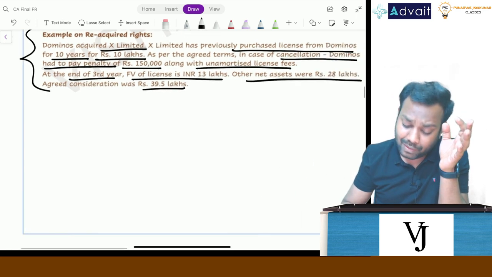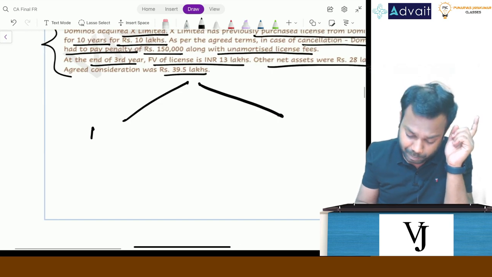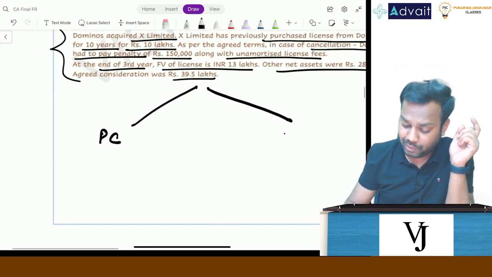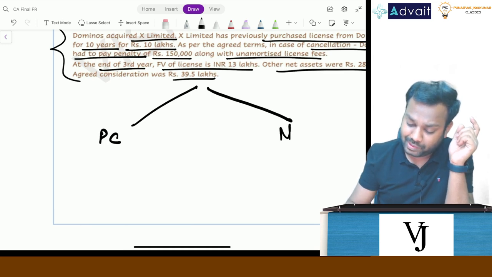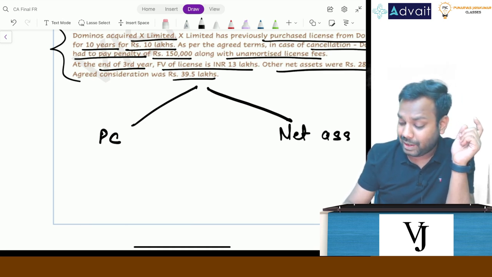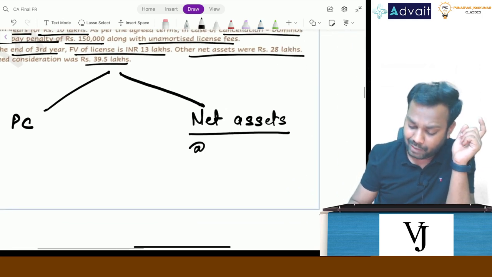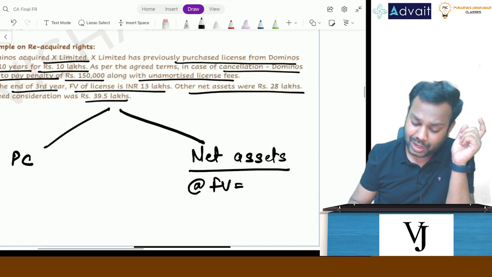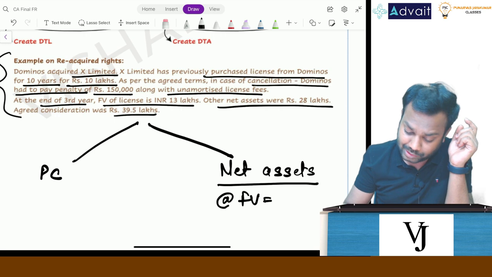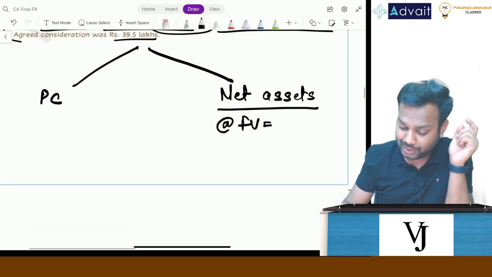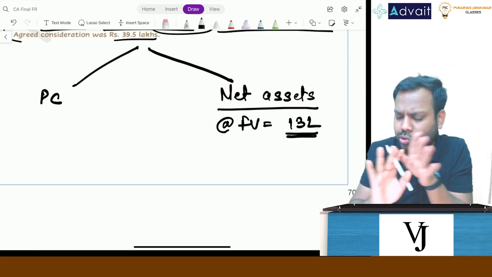Now, we have to discuss reacquired rights from two aspects: purchase consideration and net assets. Guys, net assets is very simple. We have to record at fair value. And what is the fair value of the license, the reacquired rights, on the date of acquisition? It is 13 lakhs. So we will record the reacquired rights at 13 lakhs. That is very much sorted. There's no challenge in that.